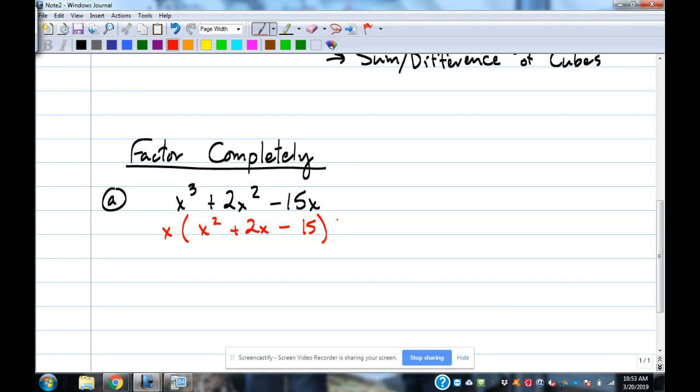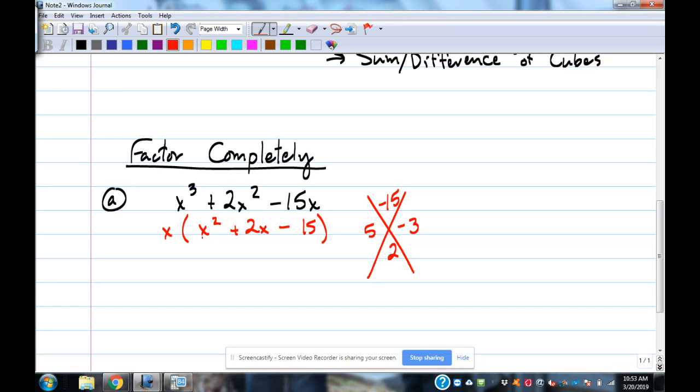And then we look at the parentheses and say, can I factor that any other way? Well, there are 3 terms left in parentheses, so that would tell me I need to try what method? X method. So multiply to be negative 15 and add to be positive 2. Are there any numbers that do that? 5 and negative 3. 5 times negative 3 is negative 15. 5 plus negative 3 is positive 2.